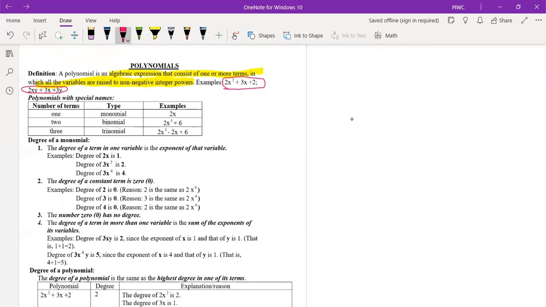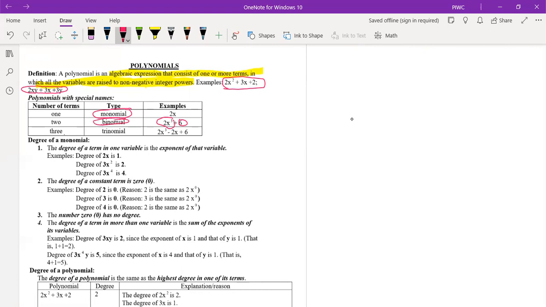Right. Now, polynomials, they have special names for the first three. Now, if you have one term, just like 2x, then you call it a monomial, only one term, monomial. Mono means one. You have two terms, so we have x squared plus 6. So it is two terms. And we defined terms already, so you know what terms are now. So if I have two terms, it's called a binomial. Bi means two, right? So binomial.